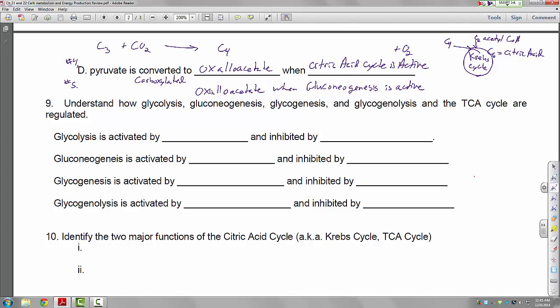Glycolysis is activated when the energy charge of the cell is low. And that's signaled by what? That's signaled by AMP. Also ADP, AMP, and also insulin. Insulin activates glycolysis. It's inhibited when the energy charge is high.